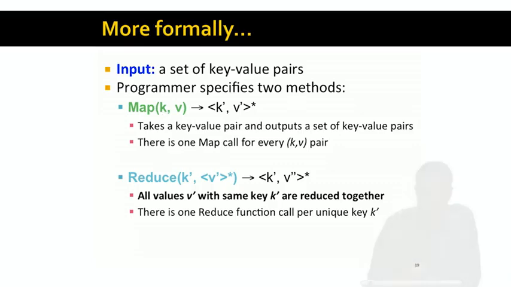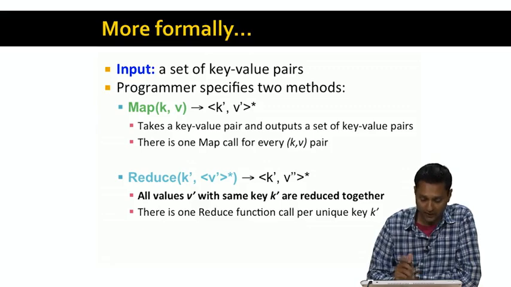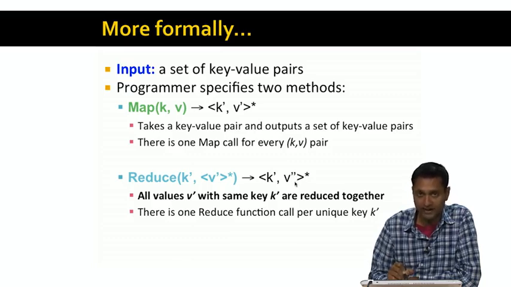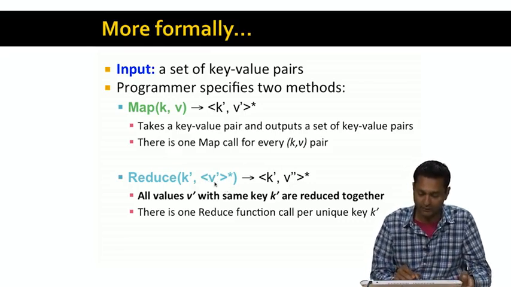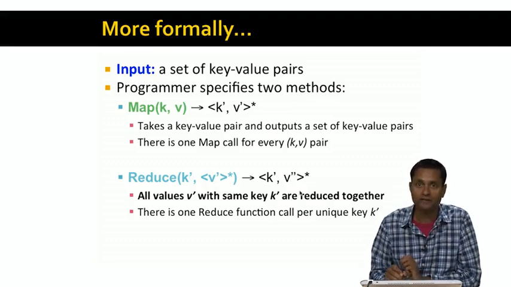The reduce function takes an intermediate key value group. The intermediate key value group consists of a key and a set of values for that key. And the output can consist of 0, 1, or multiple key value pairs. Once again, the key is the same as the input key, but the value is obtained by combining the input values in some manner. For example, you might add up the input values, and that could be the output V double prime here.